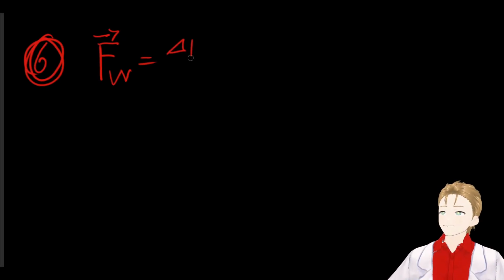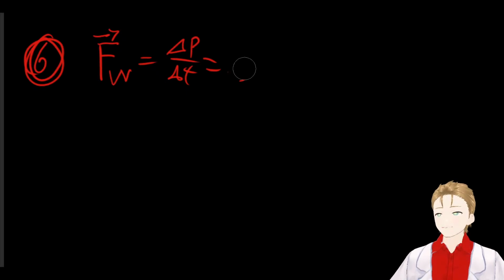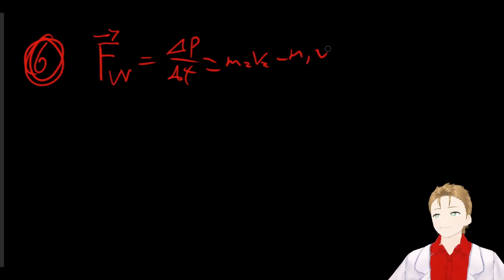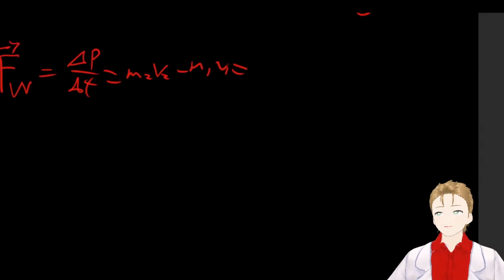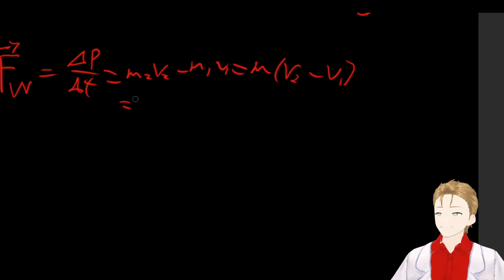It was change in momentum over change in time. Well, it's per second, so it's just 1 here. We can just ignore that. So it's mass 2 velocity 2 minus mass 1 velocity 1, which is equal to mass, because in our case the mass is constant, times velocity 2 minus velocity 1. Actually, I think there's a secret here. So I think something is going to happen about that.